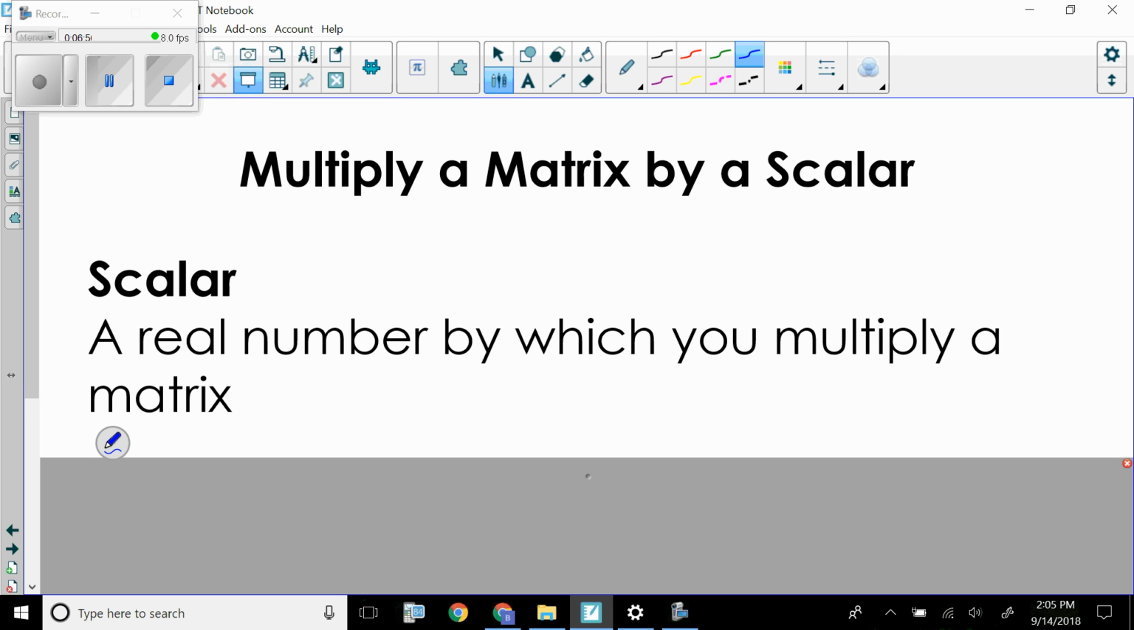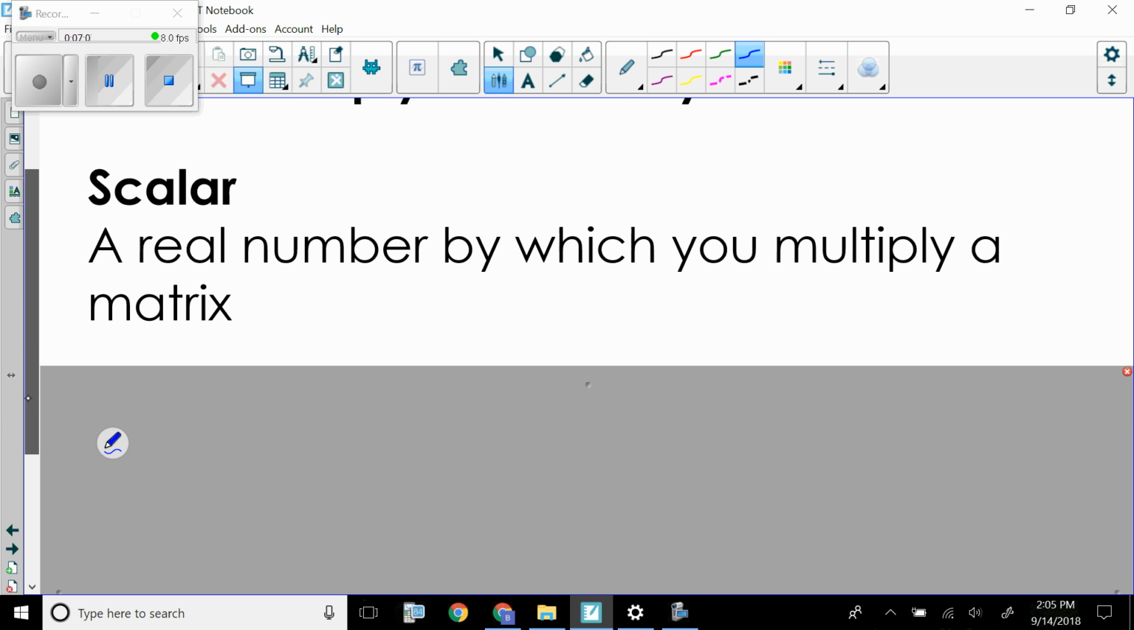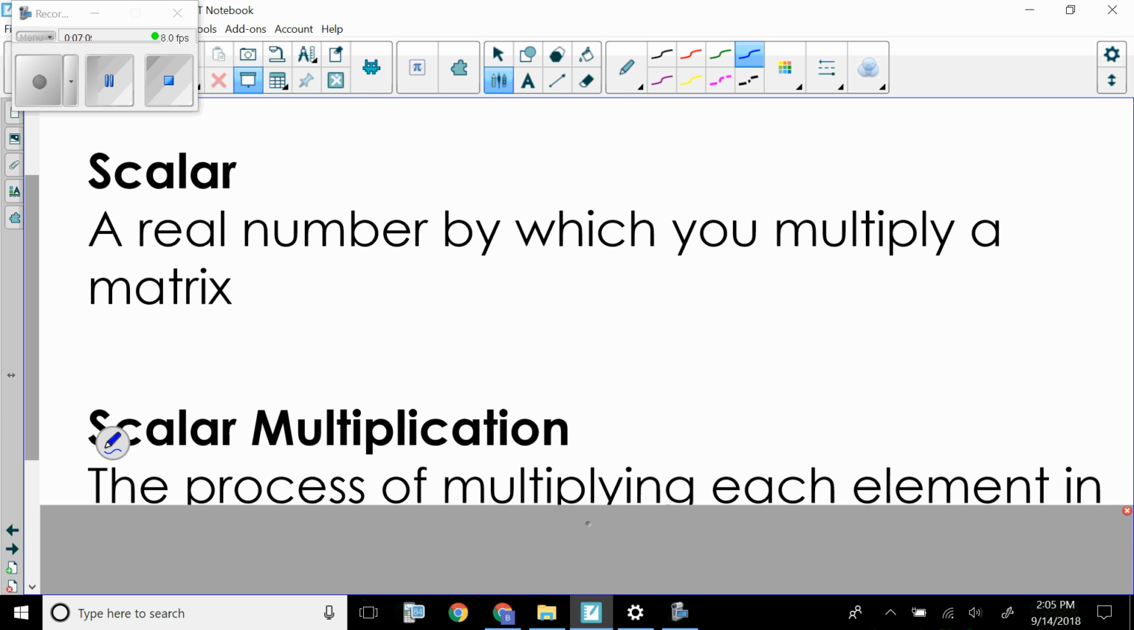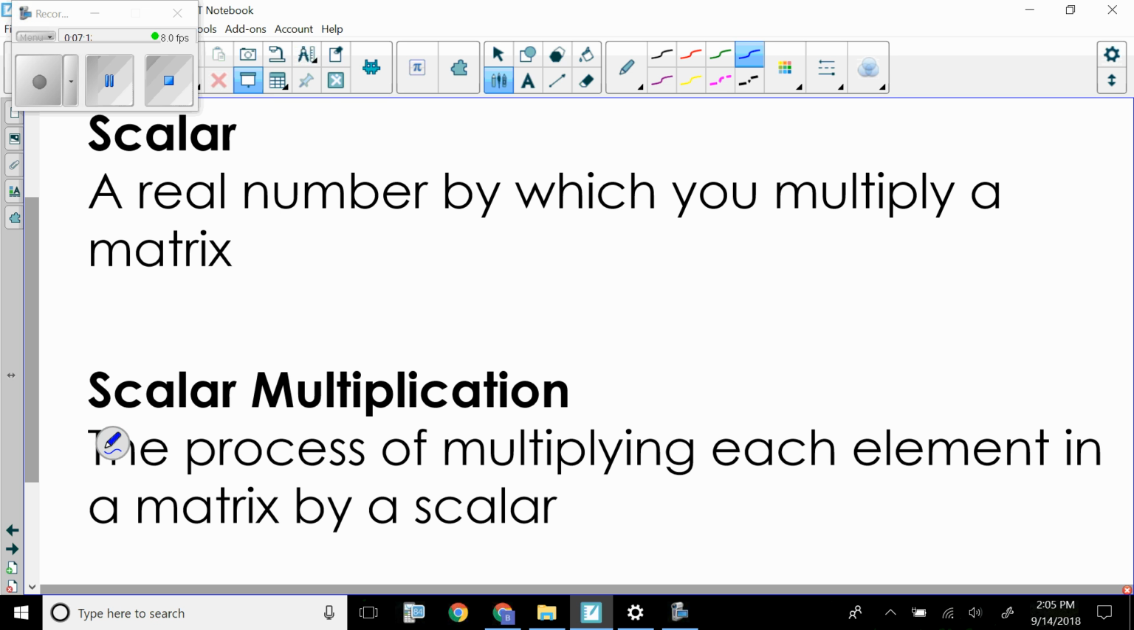Now if we get into a scalar, a scalar is just some number. I'm taking a number and I'm multiplying it by a matrix. When I multiply by a matrix, I will be pushing in every single value. I will take every single value and multiply it by that number.